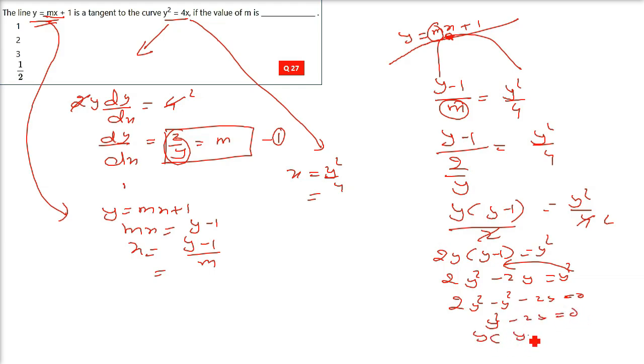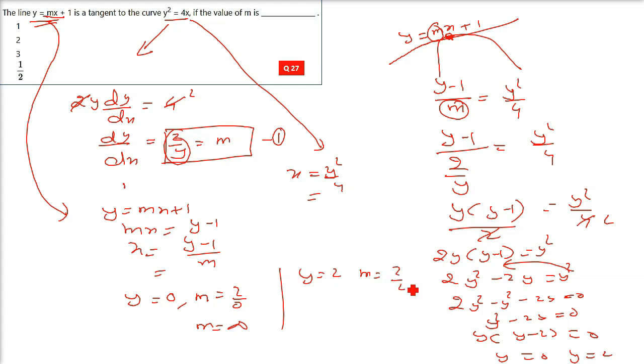You can take y common: y times (y minus 2) equals 0. So either y is equal to 0 or y equals 2. When you put y as 0, m is 2 by 0, that is infinite. When you put y equals 2, it's going to be 2 by 2, that is 1. So for the value of m, we have got two values: infinite and 1.